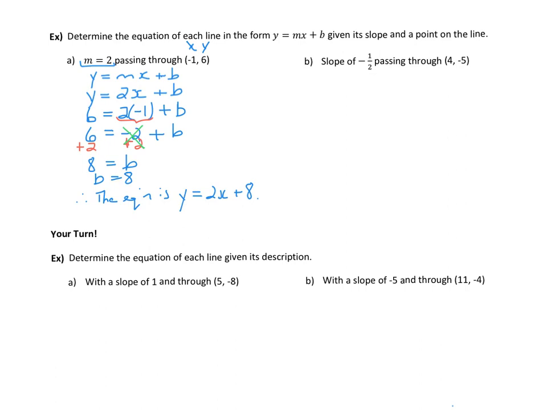Okay, you try part B. This time it has a slope of -0.5, and it goes through the point 4, -5. You try this one, put me on pause, try it out, and then you can play the video and check and see how you did.